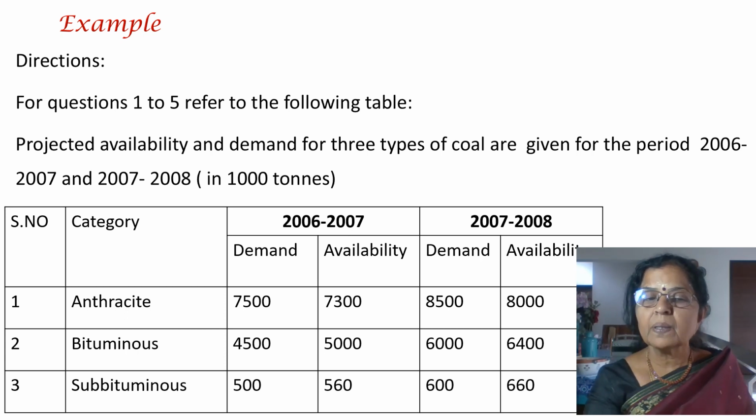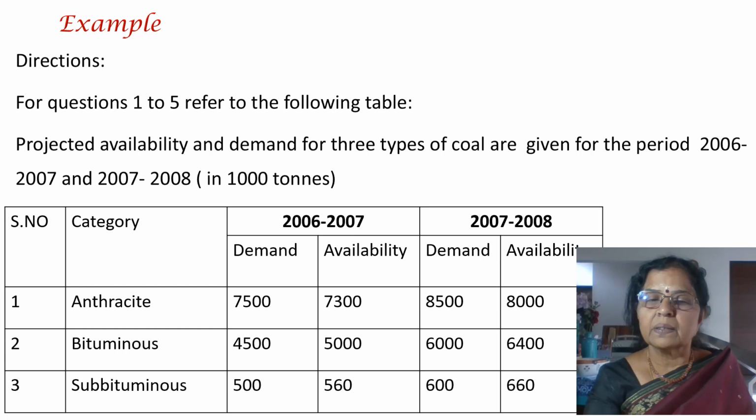See, in this table, the availability and demand for 3 types of coal are given, and the names of the 3 types of coals are given in the table: anthracite, bituminous and subbituminous. Don't get scared by these names. They are just types of coals. So you need not spend so much time on them. You can even call them first type, second type, third type, in order to process the information very fast.